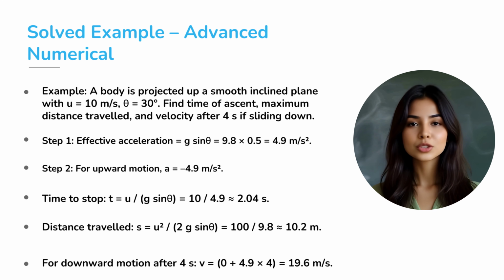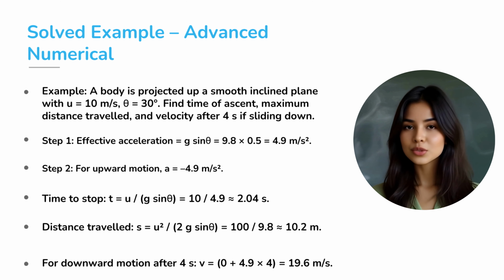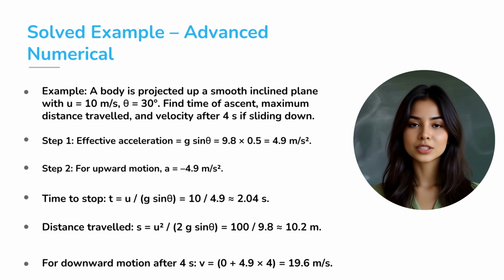Let's apply these equations to a numerical problem. Example: a body is projected up a smooth inclined plane with initial velocity u equal to 10 meters per second and theta equal to 30 degrees. Find the time of ascent, maximum distance traveled, and velocity after 4 seconds if it slides back down. Step 1. Effective acceleration, g sine theta equals 9.8 into 0.5, which is 4.9 meters per second squared. Step 2. While moving up, acceleration is negative. Time to stop is u divided by g sine theta, 10 divided by 4.9, approximately 2.04 seconds.